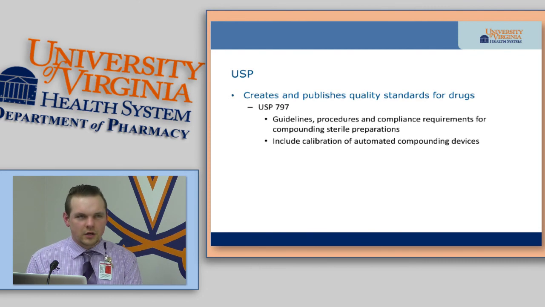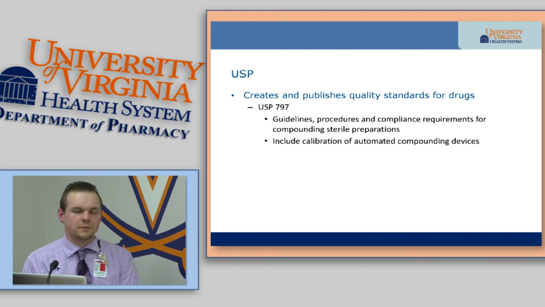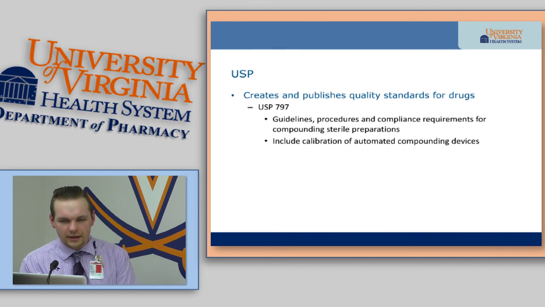We'll talk briefly about USP, or the United States Pharmacopoeia. They create and publish quality standards for drugs. I think when someone thinks about USP, they probably think USP 797, which is guidelines, procedures, and compliance requirements for compounding sterile preparations. It also includes language about the calibration of automated compounding devices, which we will talk about later.